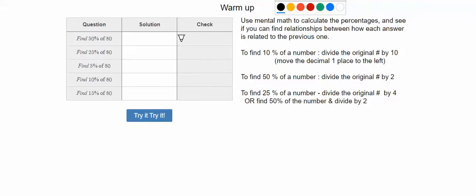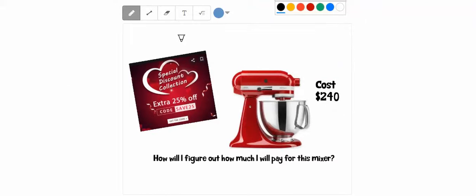All right. So the lesson today is talking about discounts. If I have something that is 25% off, and this whole thing costs $240, to figure out how much I'm actually going to pay for it, I need to know how much I'm going to get as my discount. My discount is 25% off, so I'm going to divide this number by 4. If I take 240 and divide it by 4, that gives me $60.